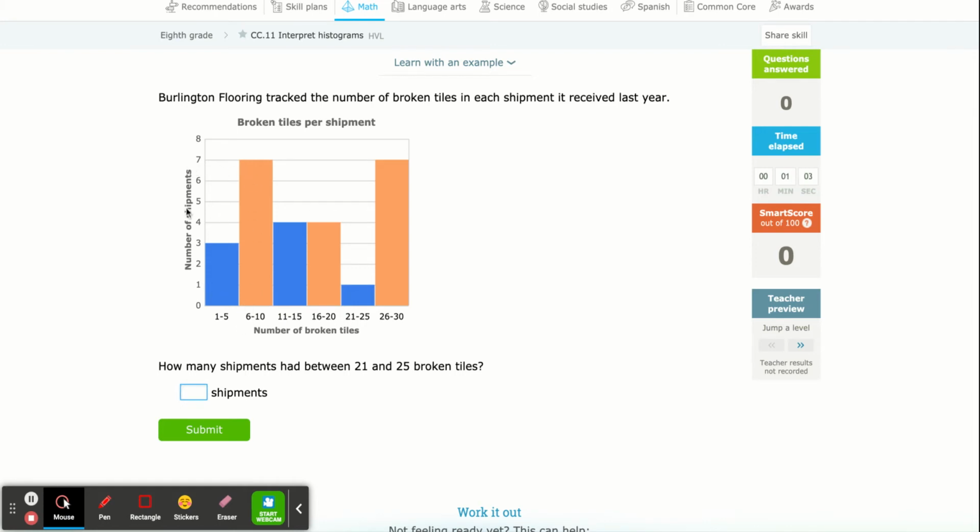In 7 shipments, there was a total of somewhere between 6 and 10 tiles that were broken. In 4 shipments, there was a total of 11 and 15 broken. So it's kind of just a range. It's a spectrum of 11 to 15 that are broken, but not specifically how many. So it says how many shipments had between 21 and 25 broken tiles. So you find that little interval, 21 to 25 broken tiles, and you find out how many shipments came with that amount of broken tiles. Well, 1 did.